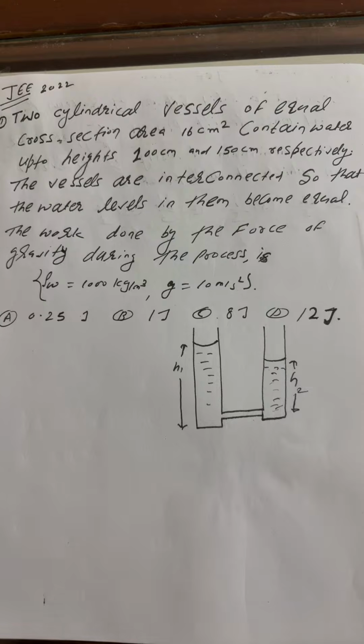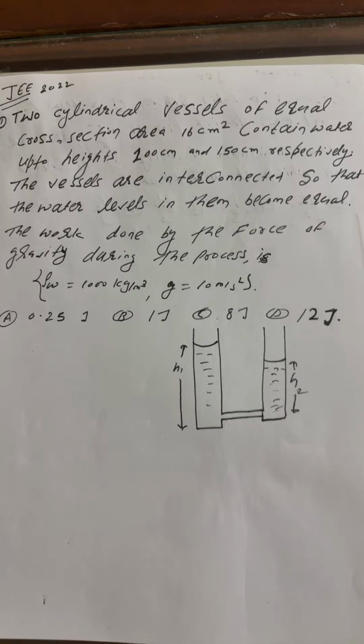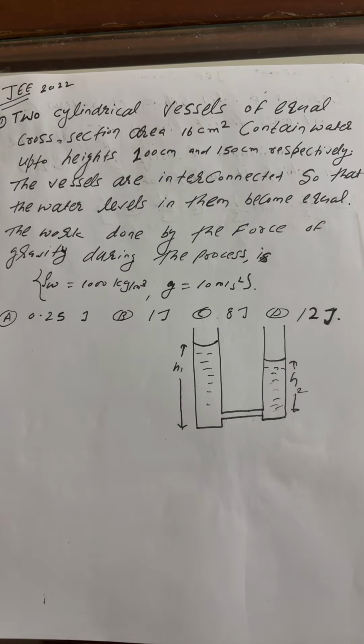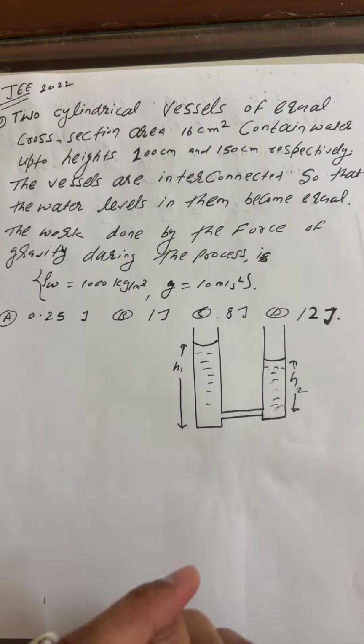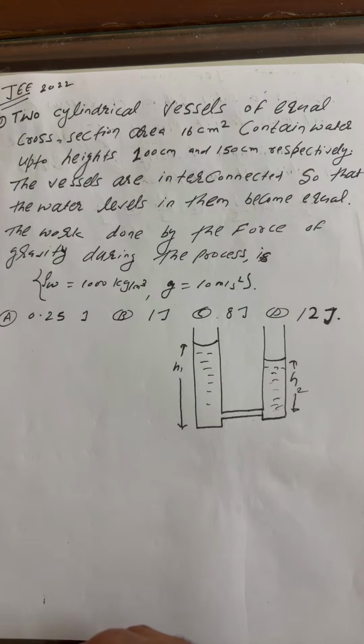It's understood, because there is a pressure difference, so water will flow in these two vessels until the pressure difference becomes equal. So the work done by the force of gravity during the process is asked.